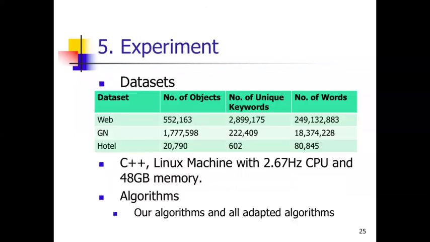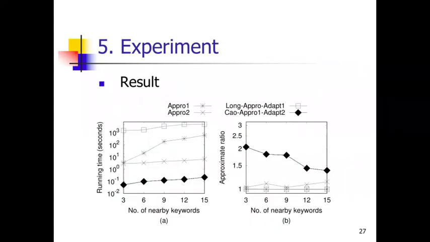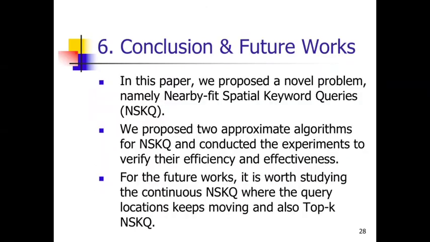Now let me present the experiments. We conduct experiments on the Web, GN, and Hotel data sets, and we tested our algorithms and all adapted algorithms. This figure shows the trade-off between accuracy and efficiency on the Web data set for all algorithms. For better clarity, in the results shown later, we only consider the 4 algorithms on the skyline. The figure shows that our algorithms are the most accurate, and they are the second and third fastest.